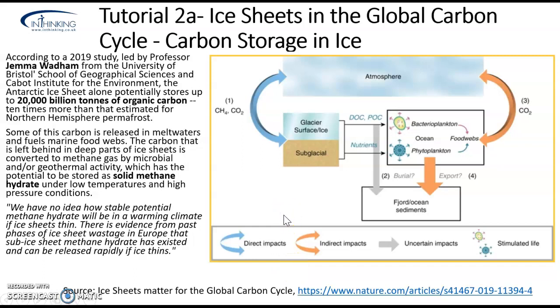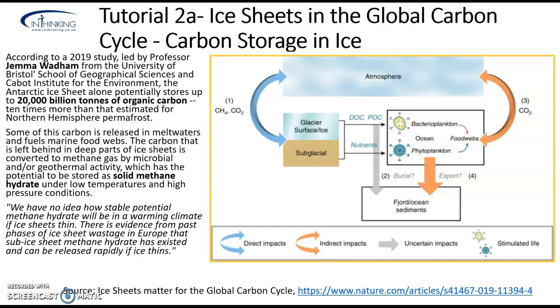So I'm calling this tutorial 2A because I'm still dealing with carbon storage, and in this case we're looking at carbon storage in ice. Now if you remember back to the previous tutorial, we were looking at carbon stores, carbon sinks in various forms, and oceans appeared to be the much larger store. And then it talked about permafrost. And it didn't even mention ice storage.